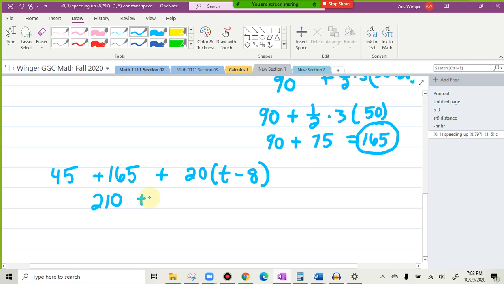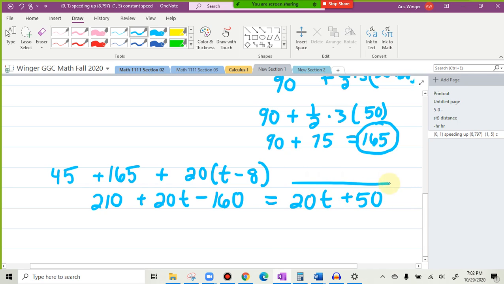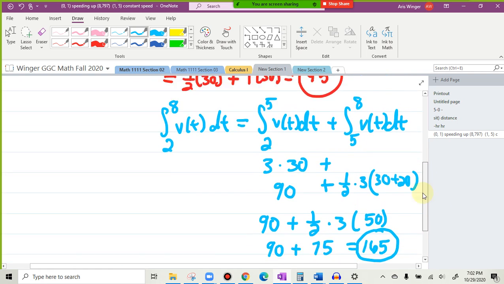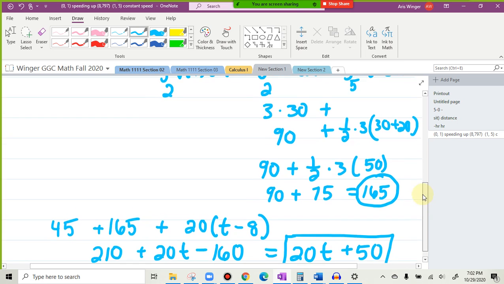210 plus 20t minus 160, which is 20t plus 50. That'll tell you how far you are from where you started after any time after 8 seconds. Take any questions there.